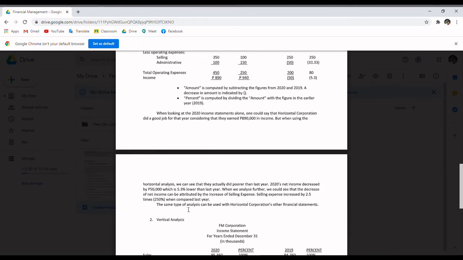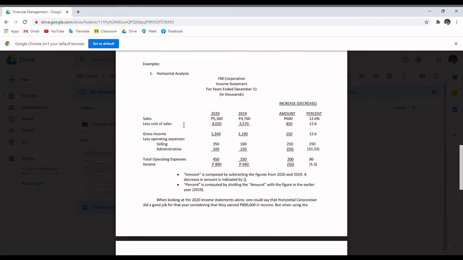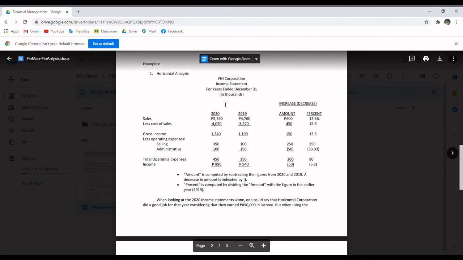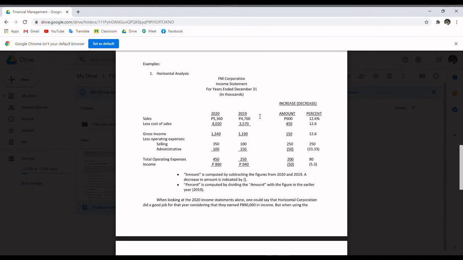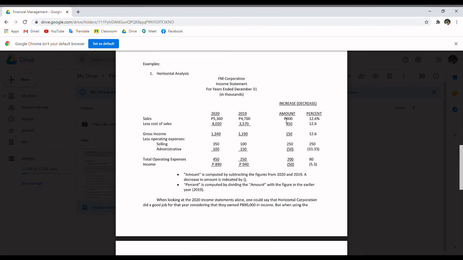So the same type of analysis can be used with horizontal analysis of FM Corporation's other financial statements. This can also be used in the balance sheet. So we just need to use the same procedures as earlier. First, we need to deduct the amount of the earlier period from the later period and indicate the amount of change and indicate whether it increased or decreased.